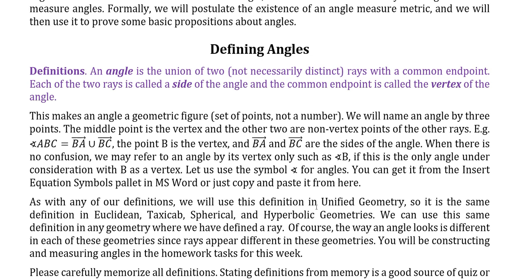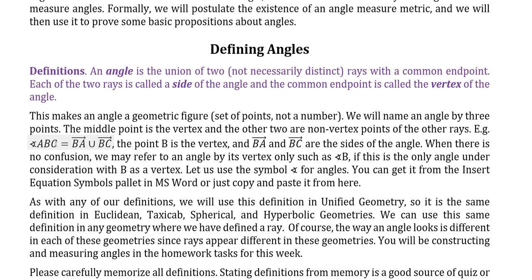The middle point is the vertex, and the two other points are non-vertex points on the two sides, on the two rays. For example, angle ABC, which we'll use this notation right here, is the union of ray BA and ray BC, so that B is the vertex. It's the endpoint of both of these rays, and that common endpoint will be the vertex B. The rays BA and BC then are the sides of the angle. So we're going to name angles with 3 points: one on one side, then the vertex, and a point on the other side.